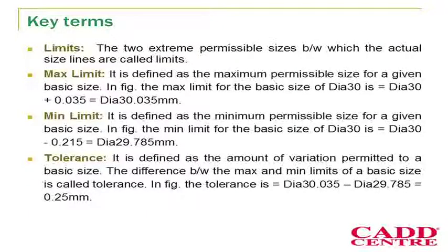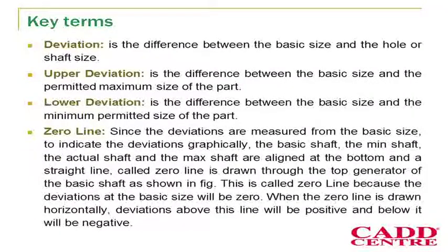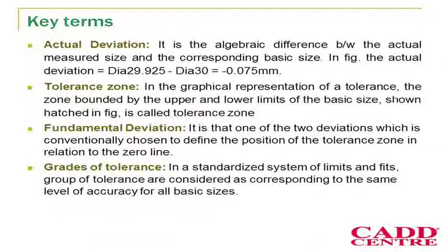The top portion of the limit we call as the maximum limit. The lowest value of the limit we call as the minimum limit. The difference between the maximum and the minimum limit we call as the tolerance value. The difference between the basic size and the hole or shaft size we call as a deviation. The upper value we call as upper deviation, and the lower value we call as lower deviation. The line from where the deviations are measured, or the line which represents the basic size, we call as the zero line. The grades of tolerance is a standard from where the deviations are measured.